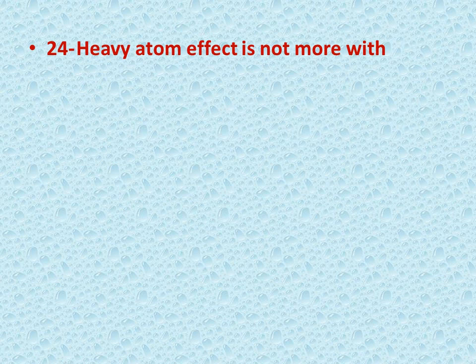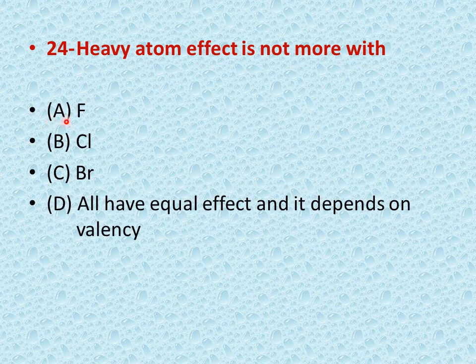Question number 24. Heavy atom effect is not more with, let's see the options. A is fluorine, B is chlorine, C is bromine, and D all have equal effect and it depends on valency. So let's see what is the right option. So right answer is option A, that is fluorine.